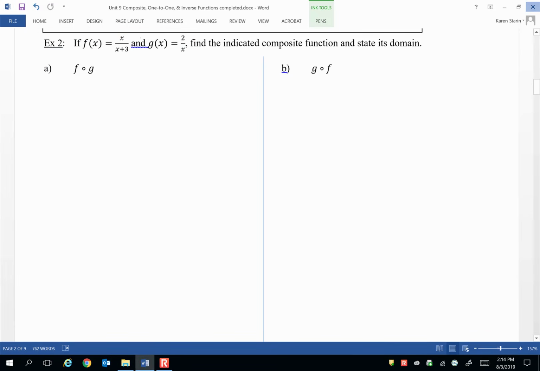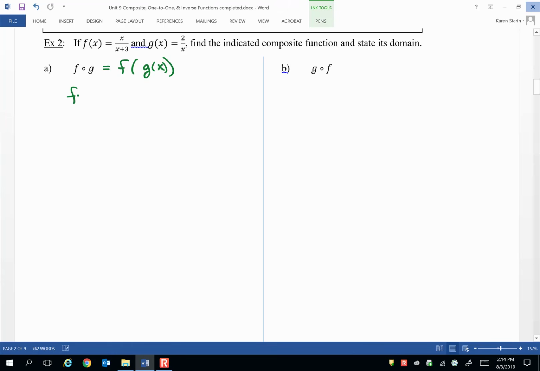Example 2, Part A, f composed with g, where f of x is x divided by the quantity x plus 3, and g of x is 2 divided by x. We're going to find that composition and then state its domain using the steps from the last video and up above on your paper. So the first thing we want to remember is f composed with g is f of g of x.